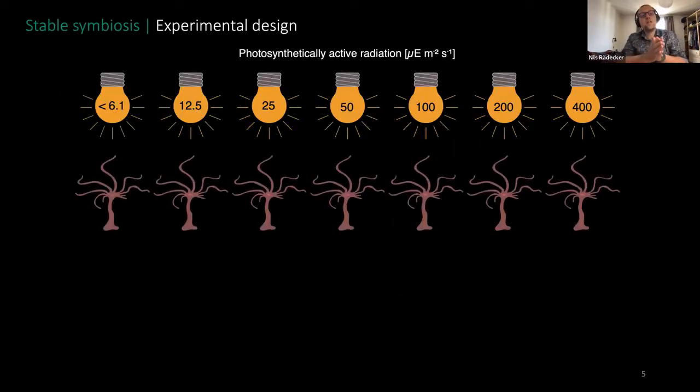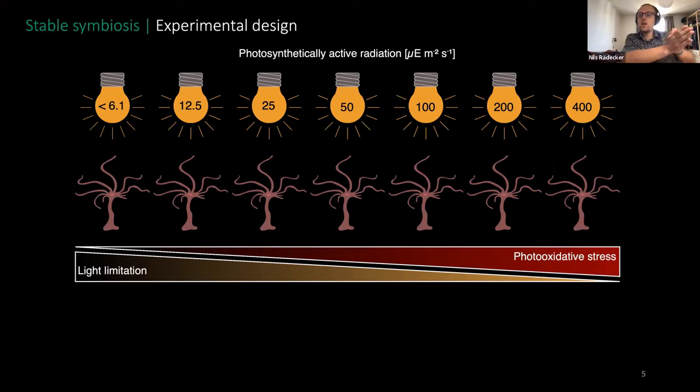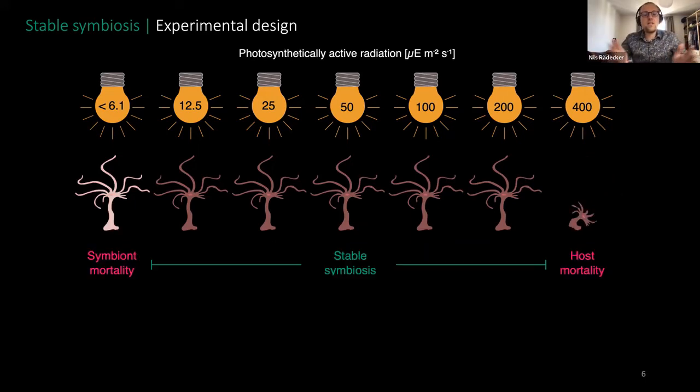And what we did in this case is we exposed this anemone to an environmental gradient of light availability, an exponential gradient from very low to high light. And of course, along such a gradient, we have trade-offs for the symbiosis. So in the low light availability, we talk about light limitation for photosynthesis. And then as we increase this light availability more and more, we talk about oxidative stress due to photoinhibition in the photosystem.